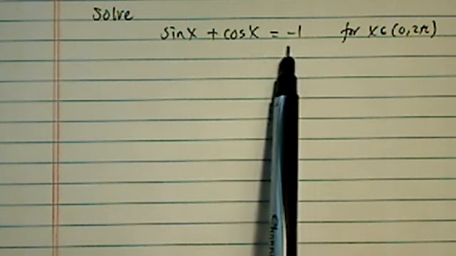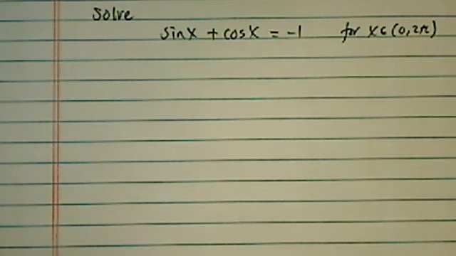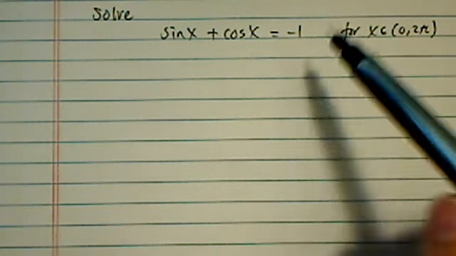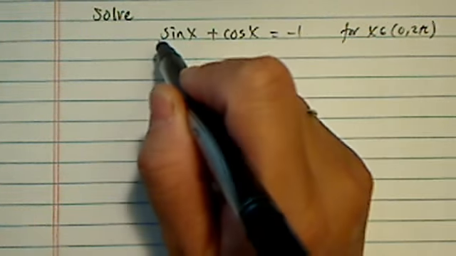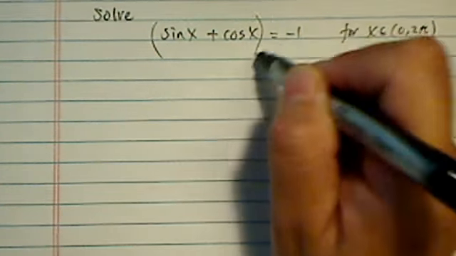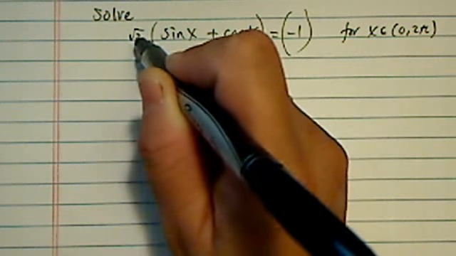The first time I saw the solution to this trig equation, I literally cried, "Not fair." Unless you saw it once, there's no way I'd be able to conjure that up. The idea is this: we're going to multiply both sides by radical 2 over 2.